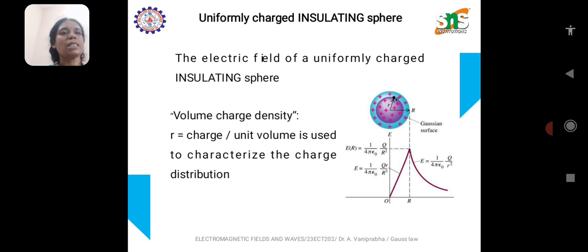Here the volume charge density rho is equal to charge per unit volume, which is used to categorize the charge distribution. Here in this picture, we can easily identify the charge distribution, which is a ramp and also falls linearly, exponentially with the distance.